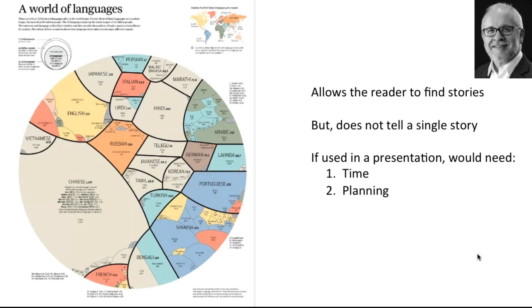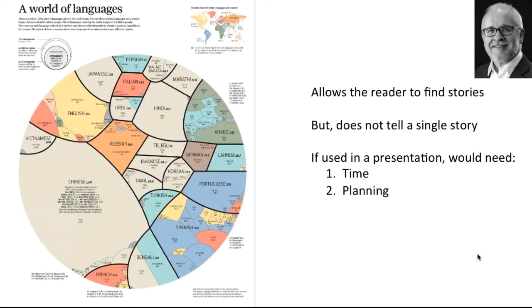It doesn't tell a single story. It tells many, many stories. If I use this in a presentation, I would probably build it over several different screens. I would have to devote a lot of time to how this was helping me tell the story, because I'd need to know what the story was, and then let this diagram outline it. A lot of planning and organization.